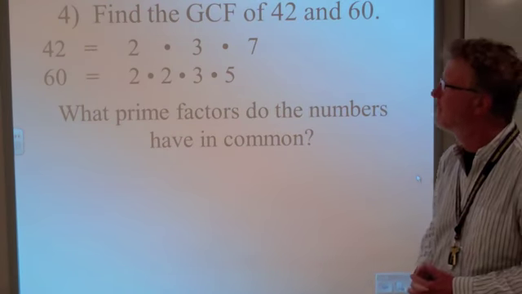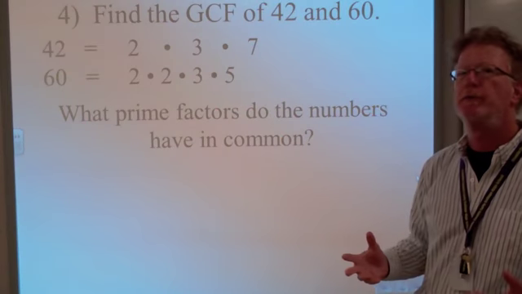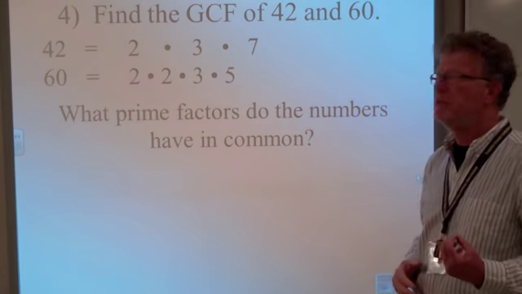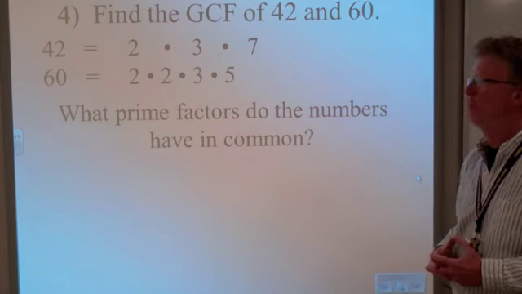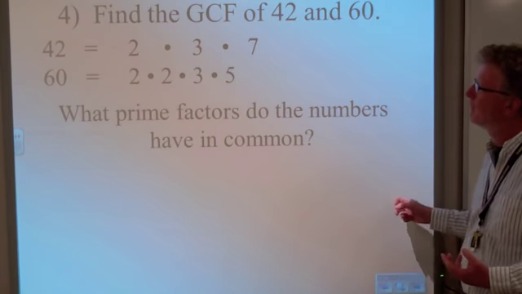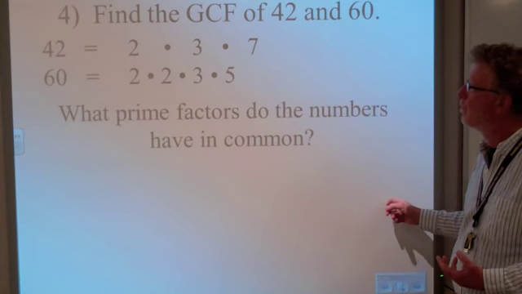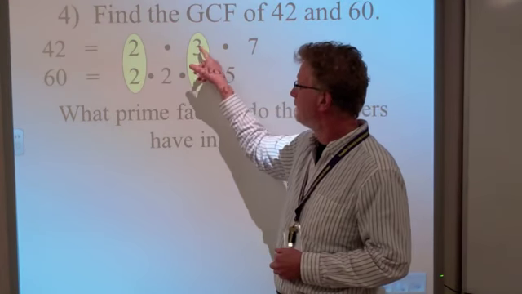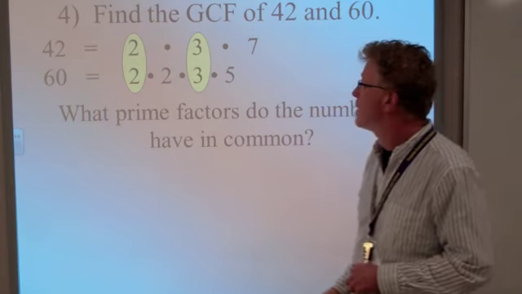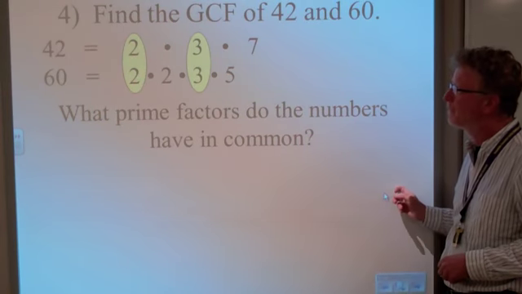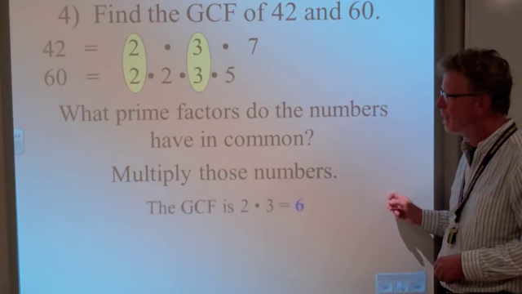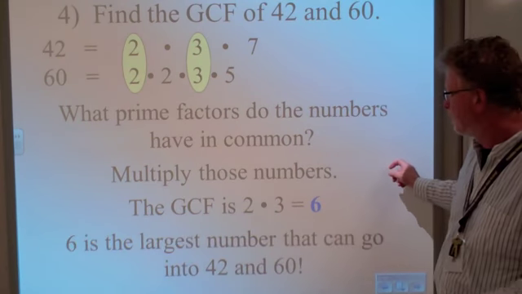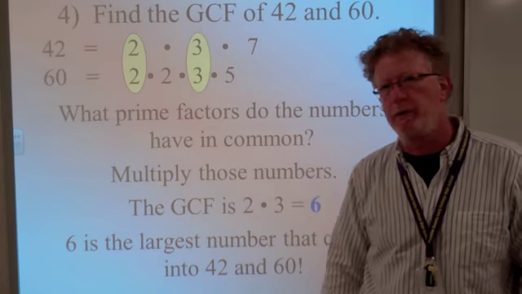Now, what do these things have in common? This is where we're looking for the greatest common factor. Because once we find the numbers that are in common, we can multiply them and find the greatest common factor. Okay, so the 2 and the 2 are the same, and the 3's are the same. So the greatest common factor is going to be 2 times 3, which is 6. 6 is the largest number that can go into 42 and 60.